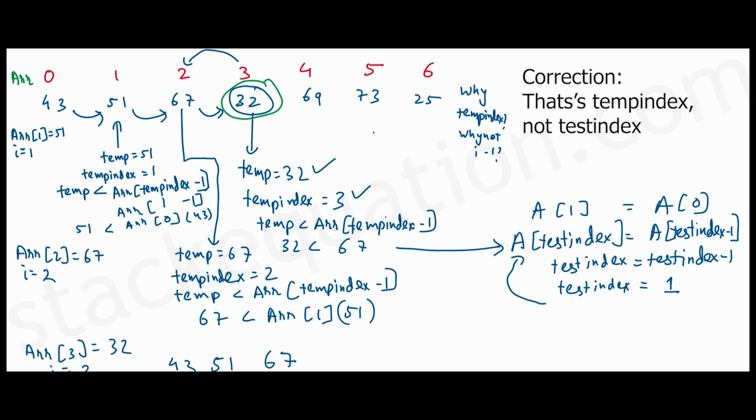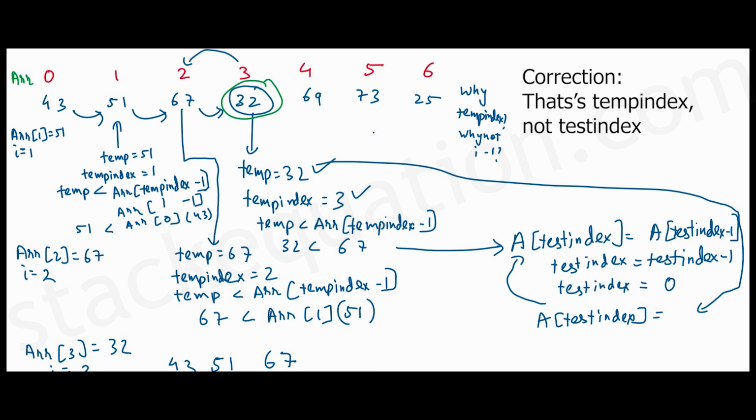Once test index reaches 0, I put the value of temporary into A0. Here A0 will store 32, which was kicked out of its place. So that's the right place of 32: 0, 1, 2, 3.